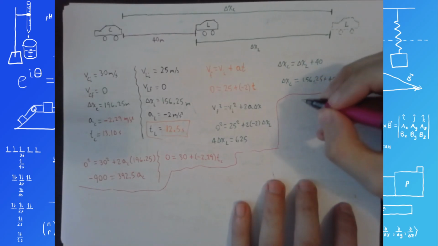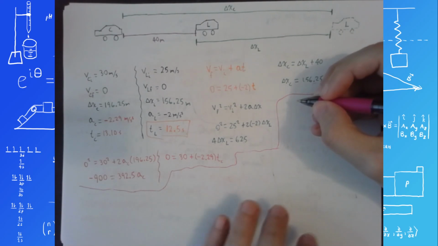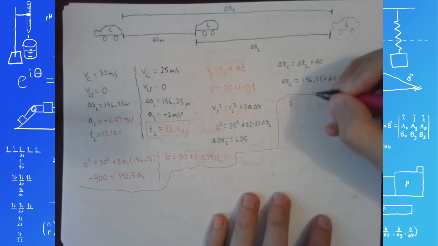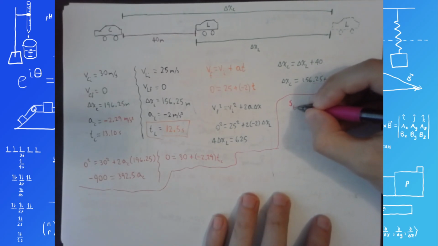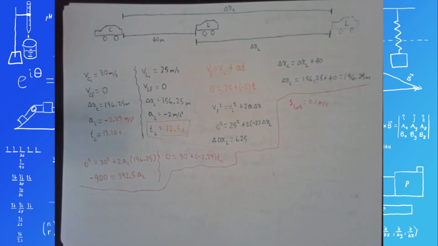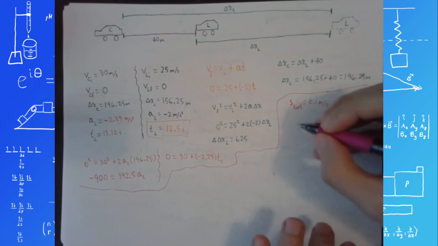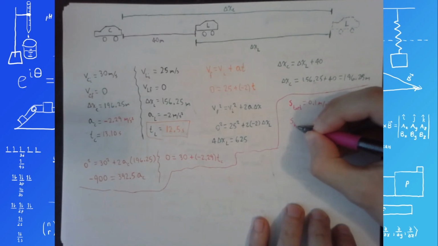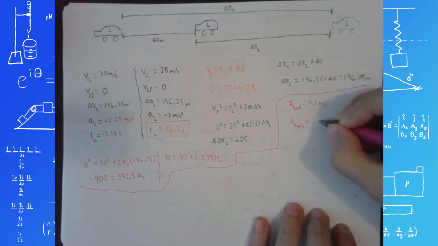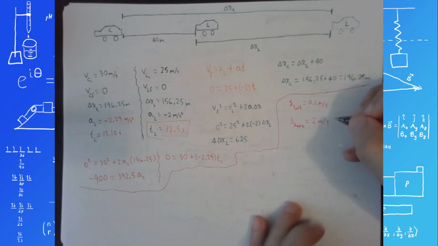So it says a tortoise can run with a speed of 0.1 meters per second. So we're talking about constant speeds here. Speed of the tortoise, I'll just call it S_tort, equals 0.1 meters per second. And a hare can run 20 times as fast. So speed of the hare, 20 times 0.1 is 2 meters per second.